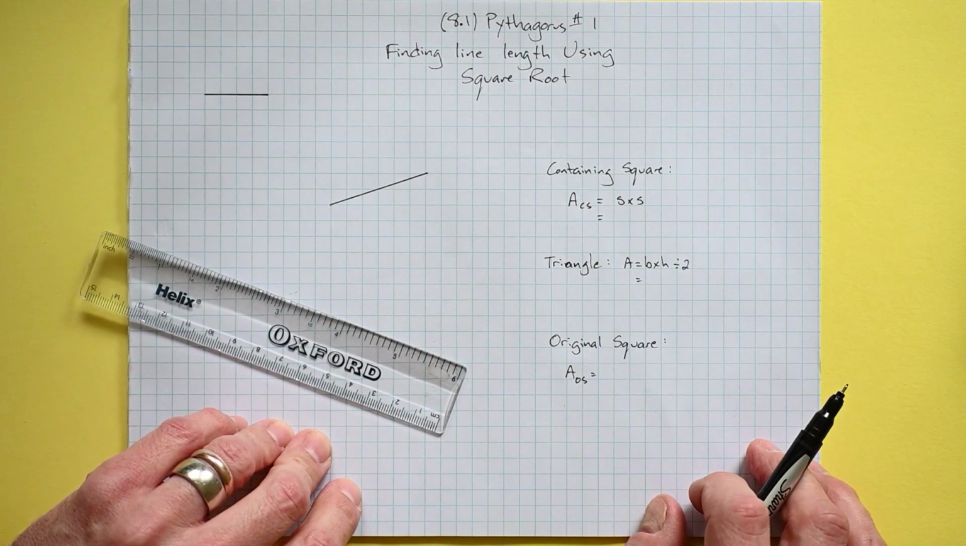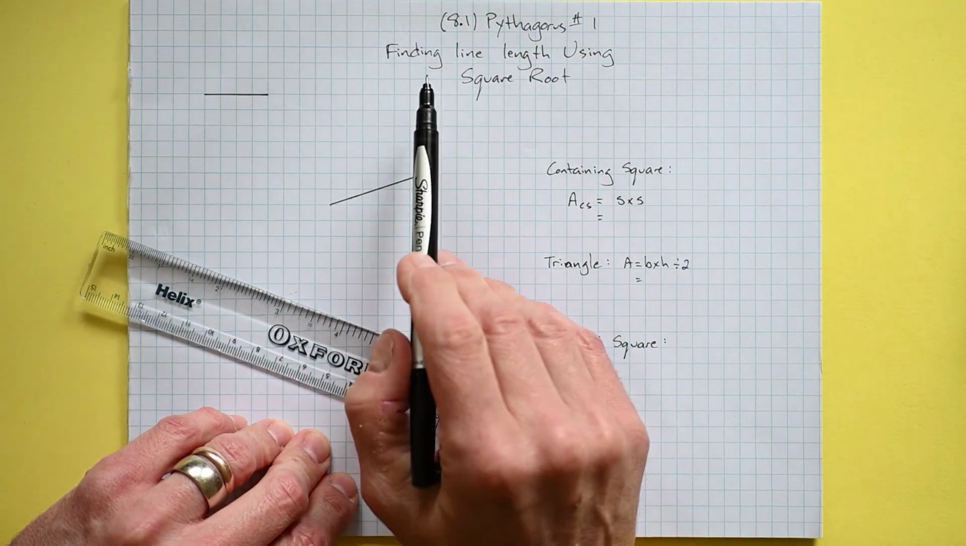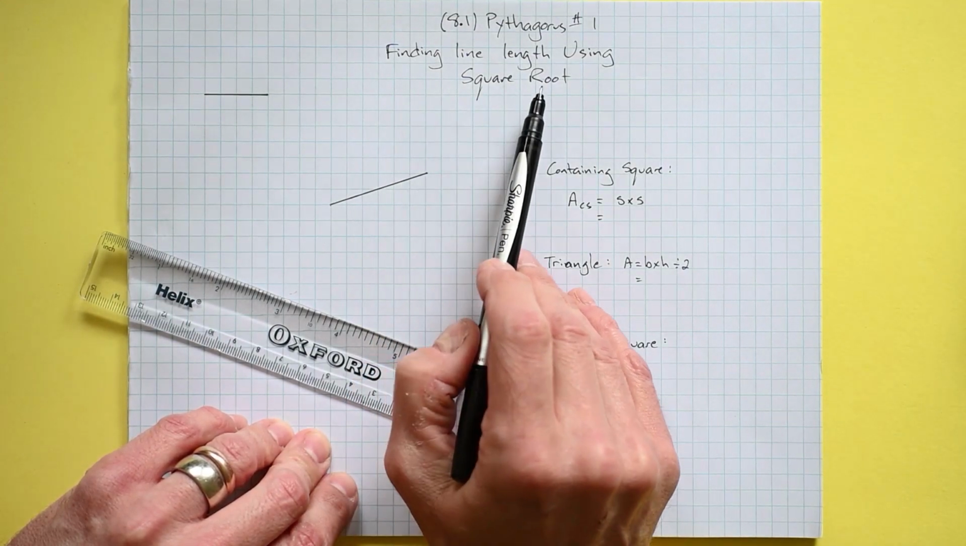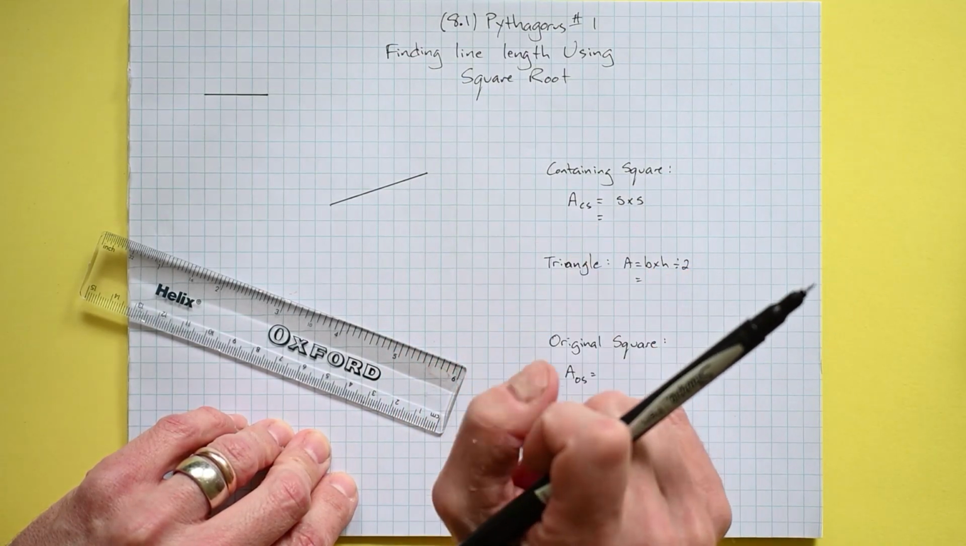We are beginning our brand new unit on the Pythagorean theorem, and rather than launch straight into it, we need to get some background concepts that will lead us there very nicely. And so today we're going to figure out how we can use square roots to determine the length of a line on a grid.